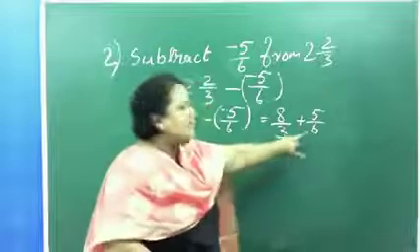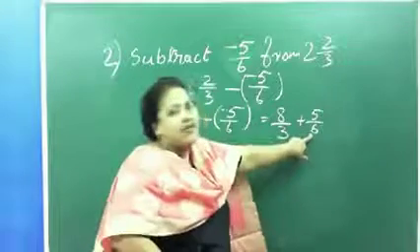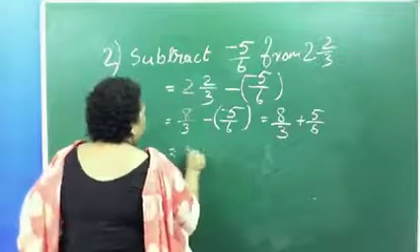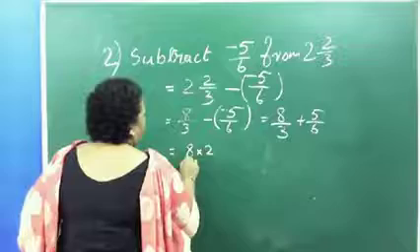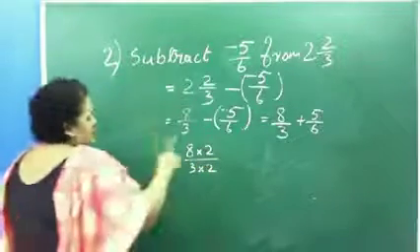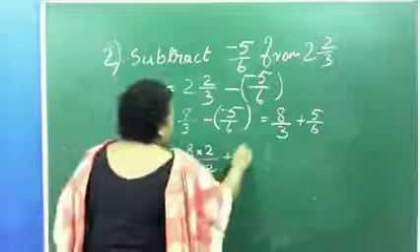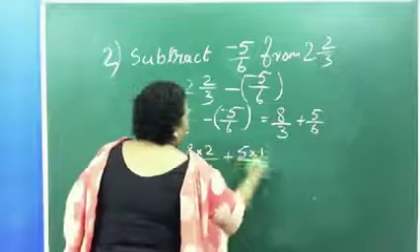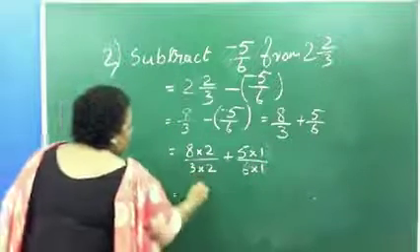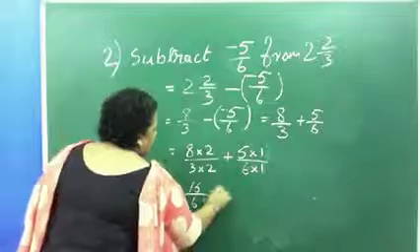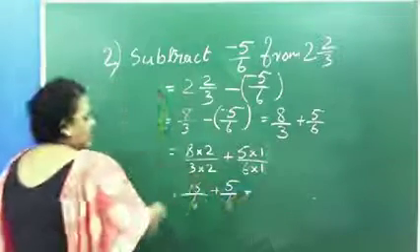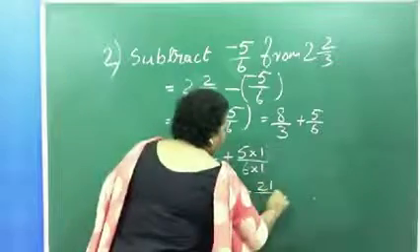So, here the LCM is 6, since 3 is a factor of 6. So, here I am going to write it as 8 multiplied by 2, because 3 multiplied by 2 will give 6 as the LCM, plus 5 multiplied by 1 and 6 multiplied by 1. That is equal to 16 by 6 plus 5 by 6, which comes as 21 by 6.